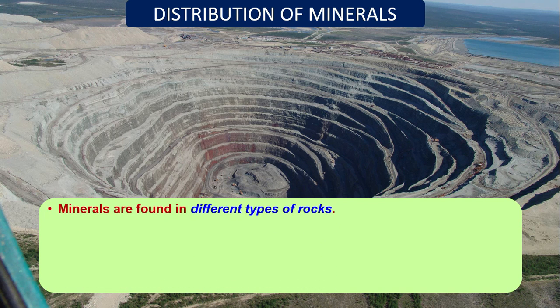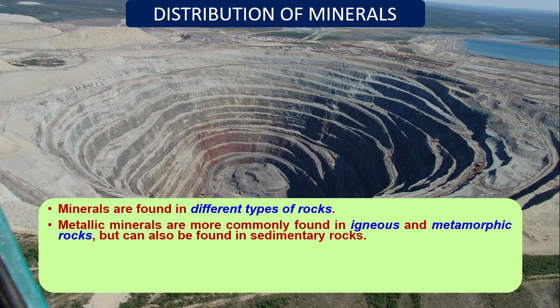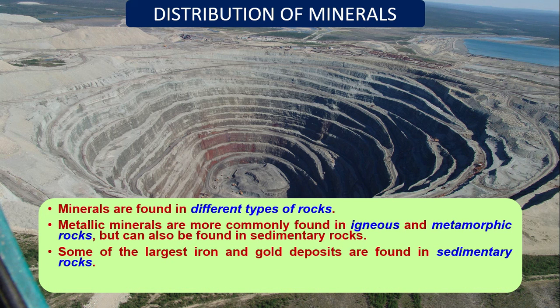Minerals are found in different types of rocks. The metallic minerals are more commonly found in igneous and metamorphic rocks, but can also be found in sedimentary rock. Some of the largest iron and gold deposits are found in sedimentary rocks. So the non-metallic minerals are found in all types of rocks.